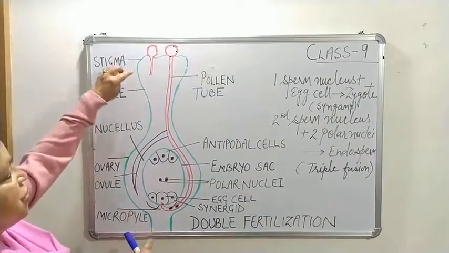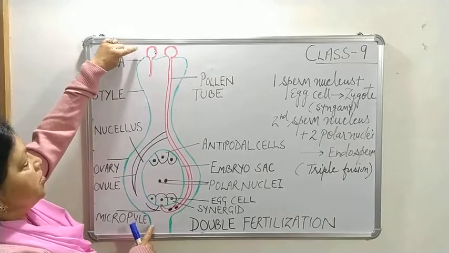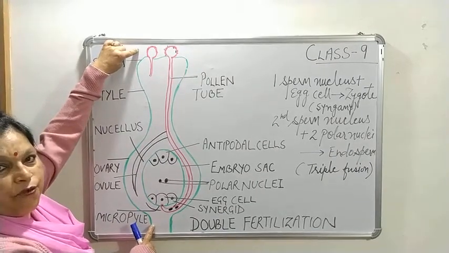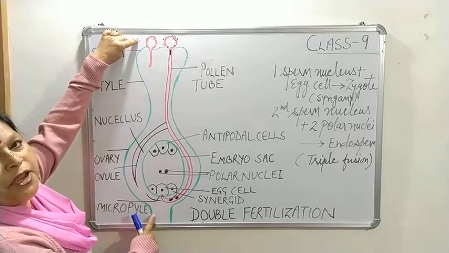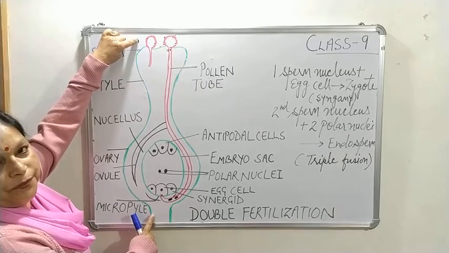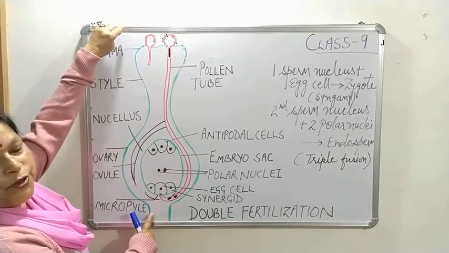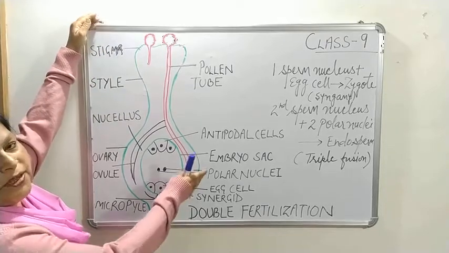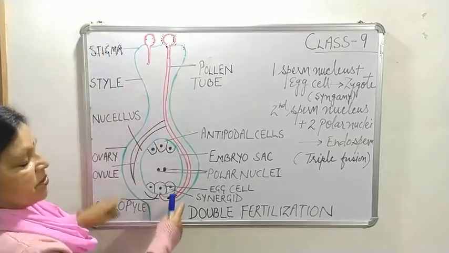This is the structure of the pistil. From here to here, this is the structure of the pistil, the female part of a flower. You all know the other parts of a flower: the sepals, the petals, the stamens and the pistil.